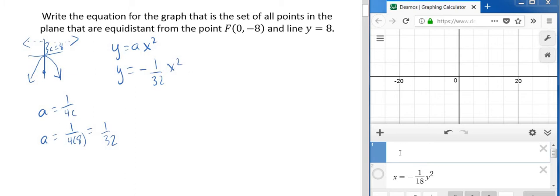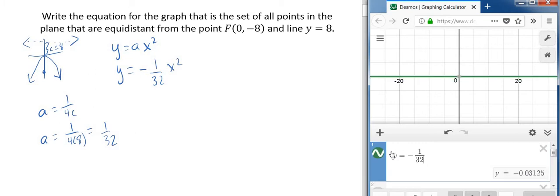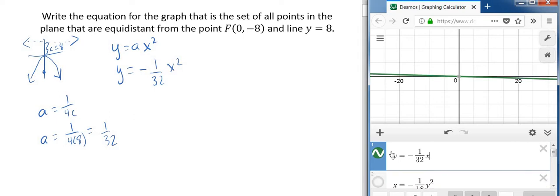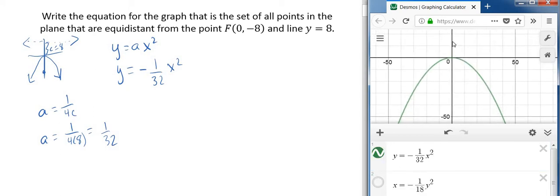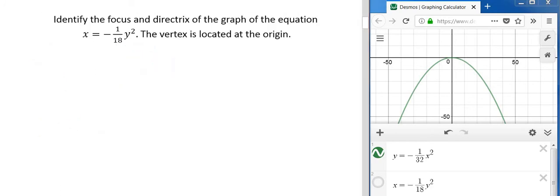Now we could go graph that. In fact, let's graph that real quick. So y equals negative 1 over 32 x squared. Again, just using decimals here. Okay, so there's our parabola. And again, I guess it's kind of hard to visualize. I could go do the line y equals 8, maybe see that. But just plug things in, okay? Trust our relationships. You'll be in good shape. Okay, how about this type of problem?